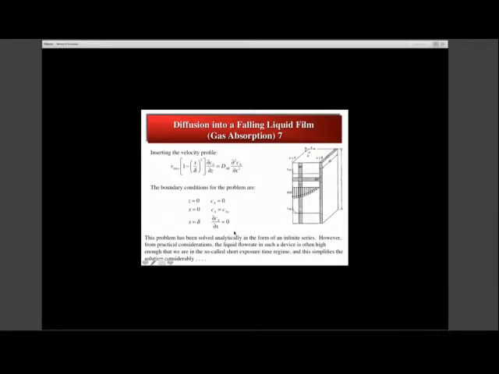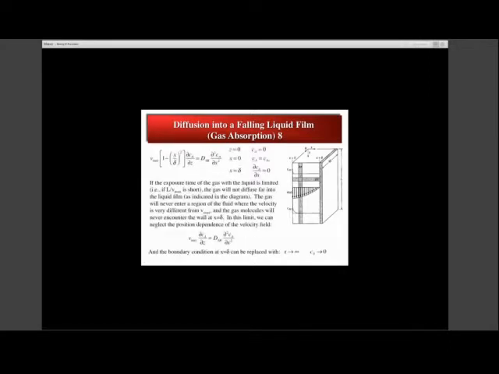Now, you can solve this problem analytically, and that has been done. You'll find references to that solution in your textbook. However, very often we are operating these devices in the limit of what is called the short exposure time regime, and this simplifies the solution to the problem. And so the short exposure time limit is given by the following arguments.